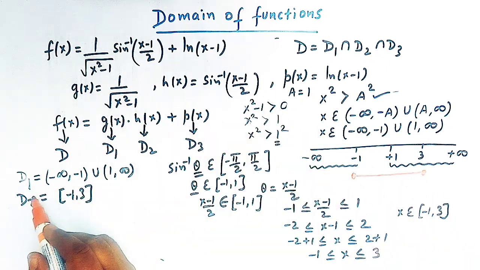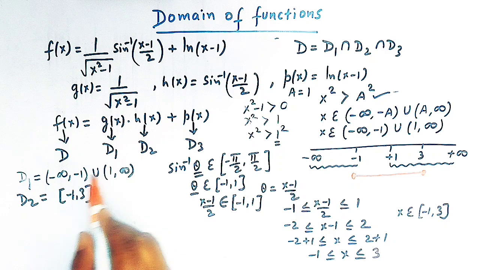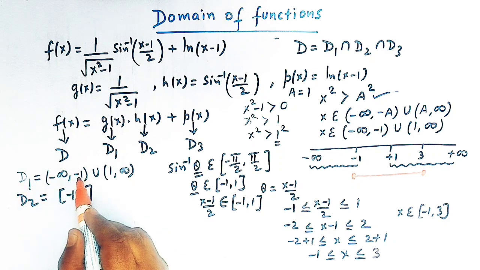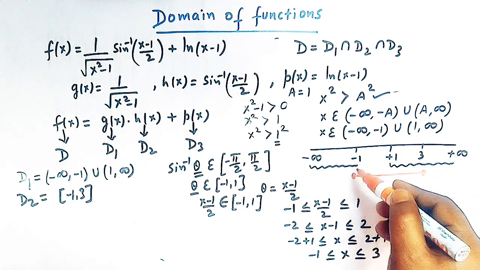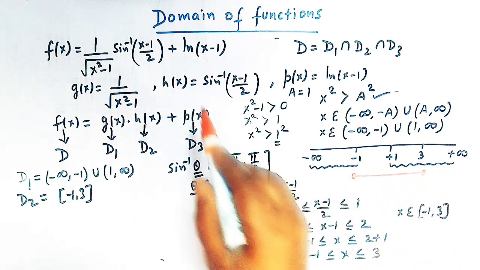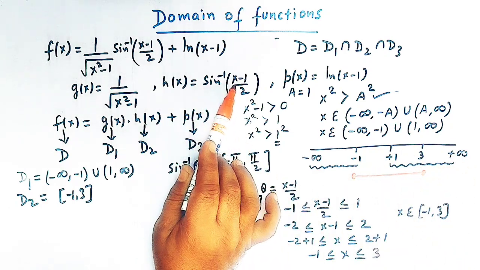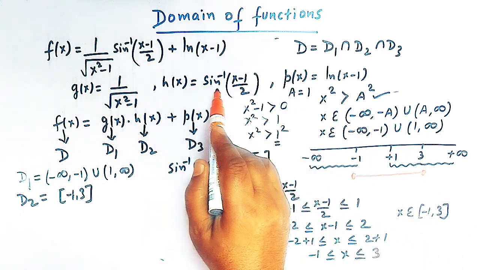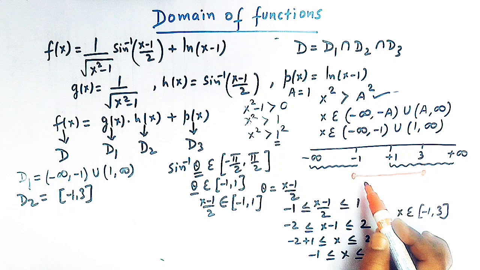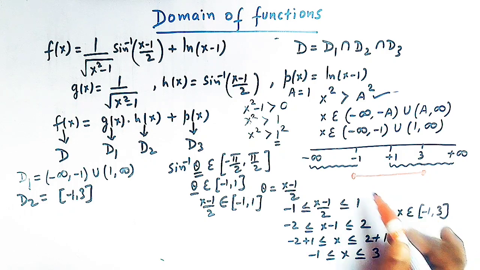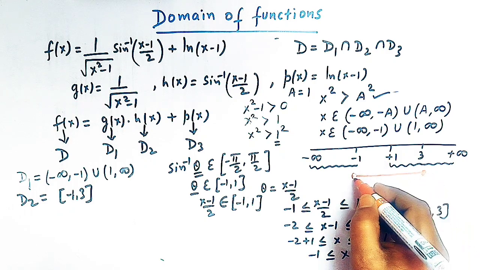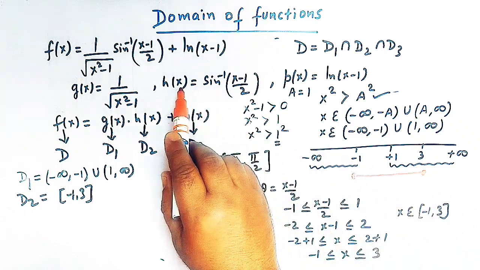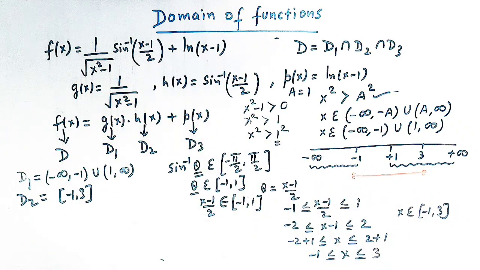And in the first case, that is when we found the domain D1, we discarded minus 1, so we'll discard minus 1 later on. But when we consider only sine inverse of (x minus 1) over 2, then the domain of sine inverse of (x minus 1) over 2 is from minus 1 to 3. So for this reason it represents the domain of h of x.